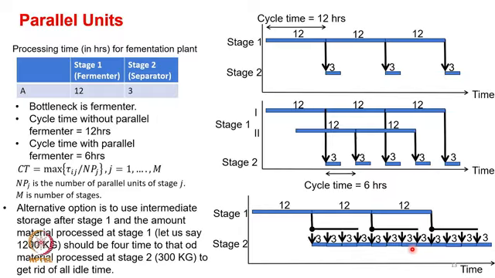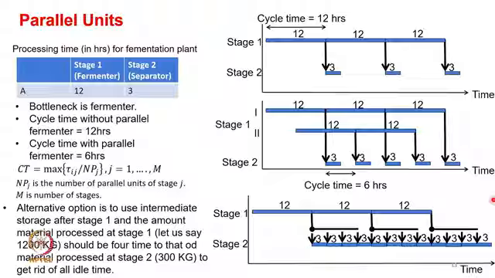So now let us look at the case where you consider parallel units. Parallel units essentially means that you are trying to debottleneck; you also have a parallel unit to work with. So consider a single product production, which has to pass through a fermenter followed by a separator, and the fermenter takes about 12 hours and the separator takes about 3 hours.